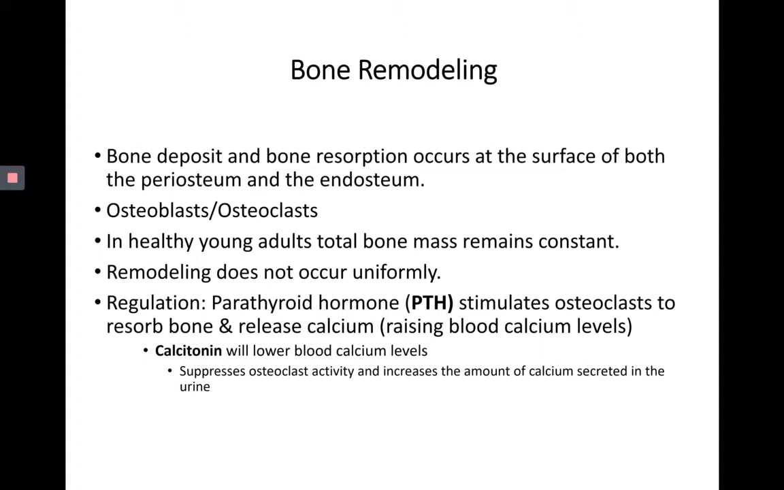The regulation of bone remodeling is undertaken mainly by parathyroid hormone, which can be abbreviated PTH. There's also calcitonin, which can do the opposite of parathyroid hormone, because parathyroid hormone stimulates osteoclasts to resorb bone, thereby breaking up the matrix and releasing calcium, which raises blood calcium levels. Calcitonin, by doing the opposite, will lower blood calcium levels by suppressing osteoclast activity and increasing osteoblasts, or the amount of calcium secreted in the urine.